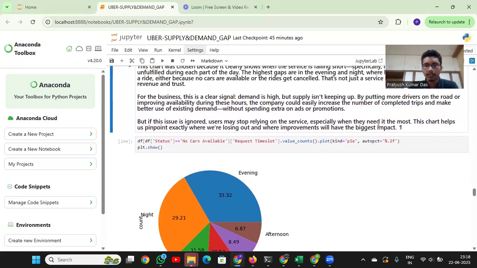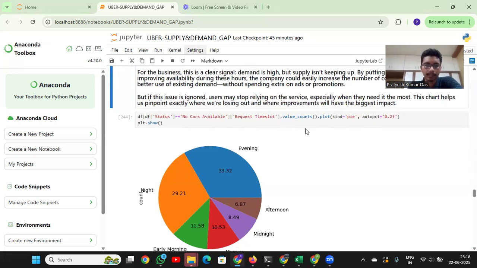Coming to the main part, if this issue is ignored, the users may stop relying on the service, especially when they need it most. So this chart helps us pinpoint where we are losing out and where improvements will have the biggest impact.